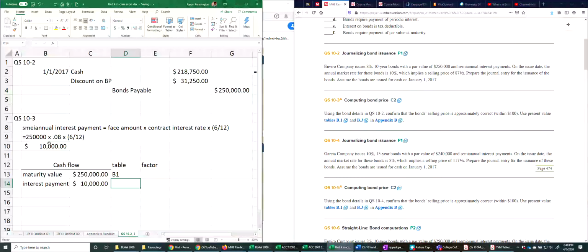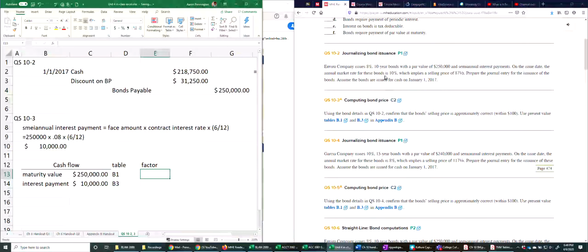And we also need to compute the present value of semi-annual interest payments for 10 years of $10,000. And we can figure that out from table B3. So when we look at our table, some things we need to keep in mind. The market rate's 10%, and question 3 is asking us to price the bonds, to determine what the bonds should sell for.